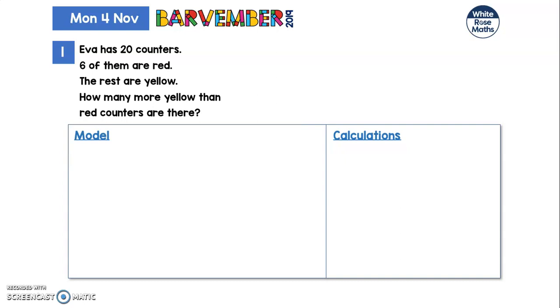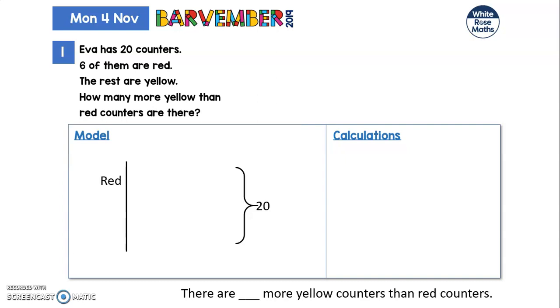How many more yellow than red counters are there? So this is a comparison bar model again. Red, she's got 6 of. The rest are yellow. We don't know how many yellows there are, but we do know that both bars sum to make 20. We know it's a comparison bar model because we're asked about how many more yellow than red. So we are comparing yellow and red.